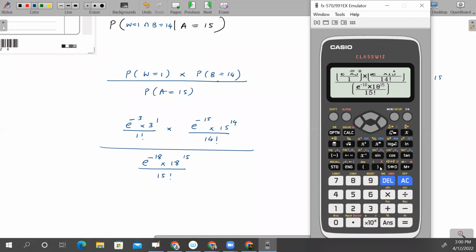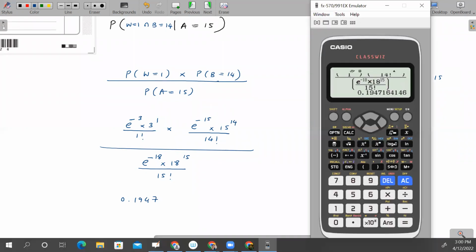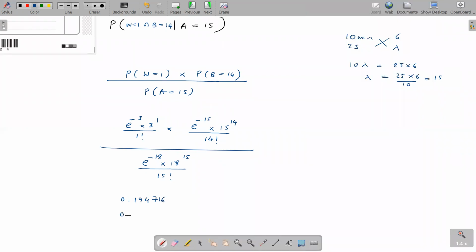Can you see the way I typed everything in the calculator? So I get 0.194716, basically 0.195, correct to three significant figures. Is this clear? Okay, so this is the 4-mark question given. You need to be more careful here because there are different intervals of time. For each different interval of time, you have to introduce different variables and do the sum.